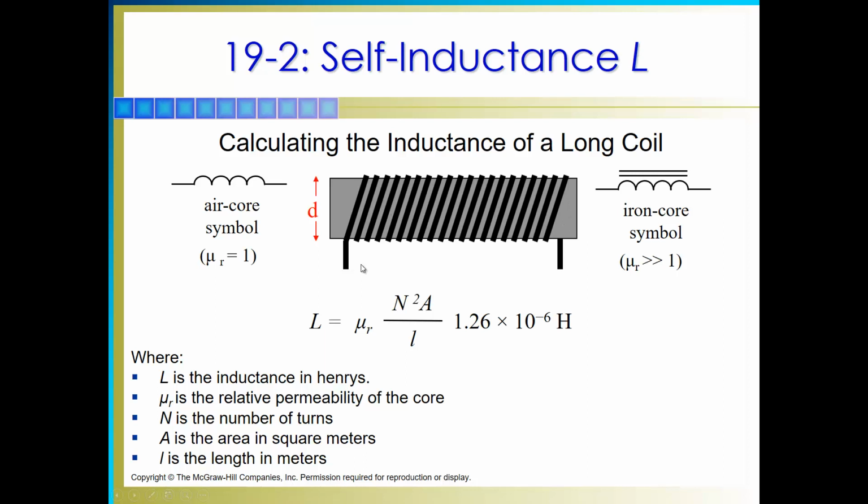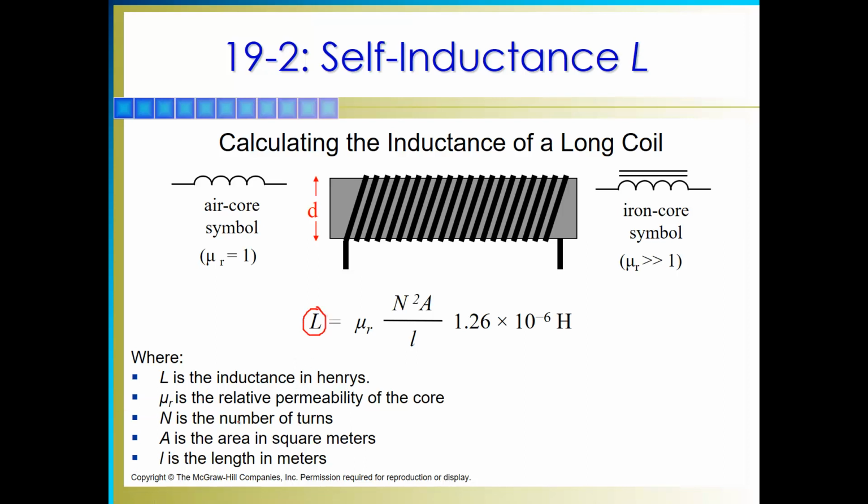Okay, so the formula says the inductance equals mu r times the number of turns squared multiplied by the area divided by the length, and then all this multiplied by this constant, which is 1.26 times 10 to the negative 6, and the units would be the henries. Okay, in this formula, the L stands for inductance. It would be this one right here.